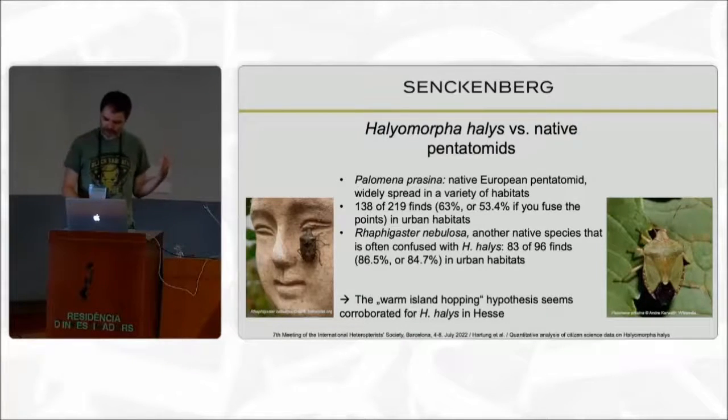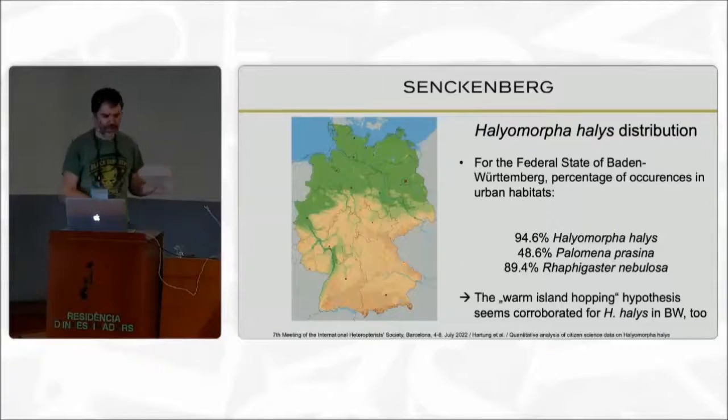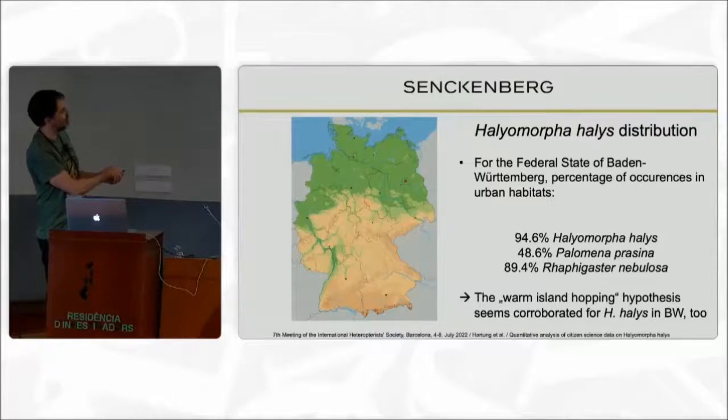But let's check, it's just Hesse. Let's check another federal state. Let's check Baden-Württemberg. And it's basically the same. You have almost 95% for Heliomorpha halys to be in the city. You have less than 50% for Palomena prasina.